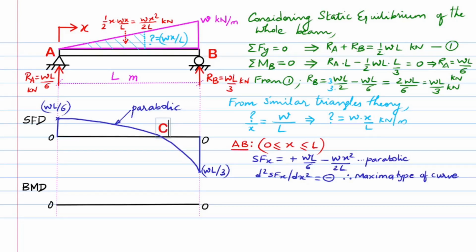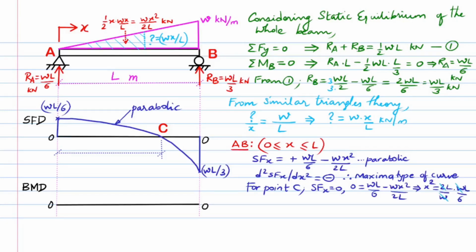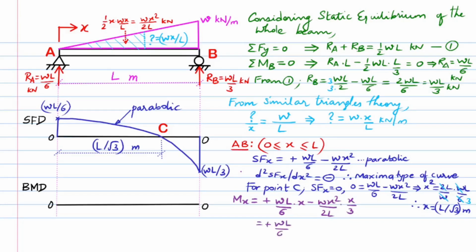We find that there's a change of sign of shear force along the length, and at point C it is 0 in value. To find the location of C, let's equate shear force at x to 0. We hence get on simplification the corresponding x value as L over square root of 3 meters and label it in the shear force diagram. Now the bending moment at x equals plus W times L over 6 times x minus W times x squared over twice L times a third of x, which gives plus W times L over 6 times x minus W times x cube over 6L kilonewton meter, and is found to be cubic with respect to the variable x.